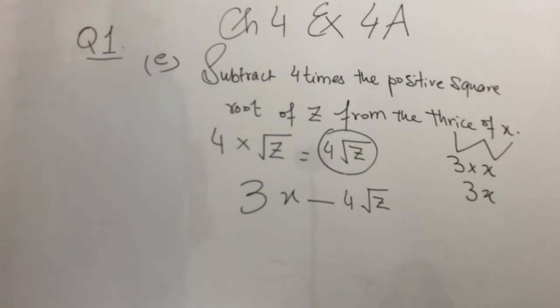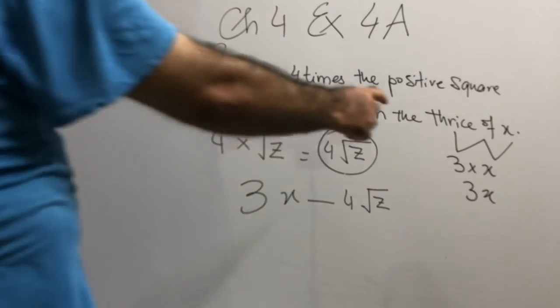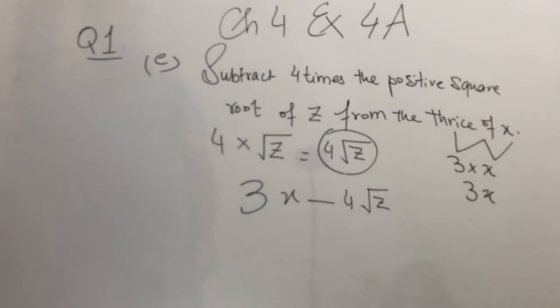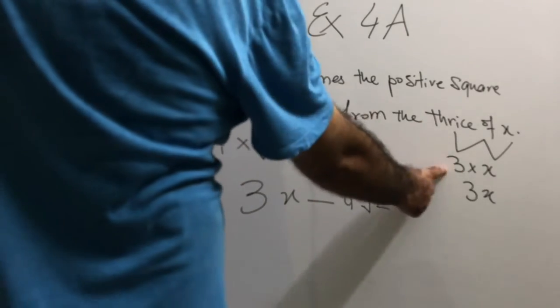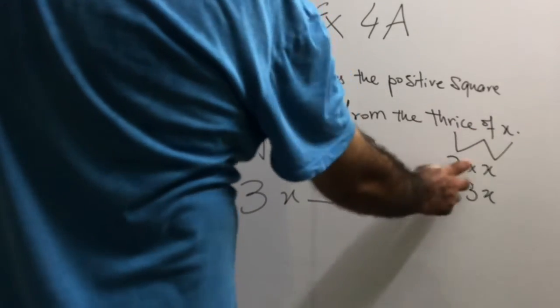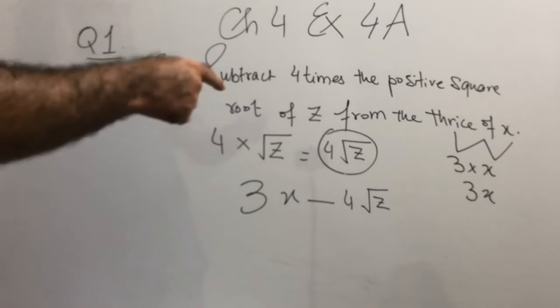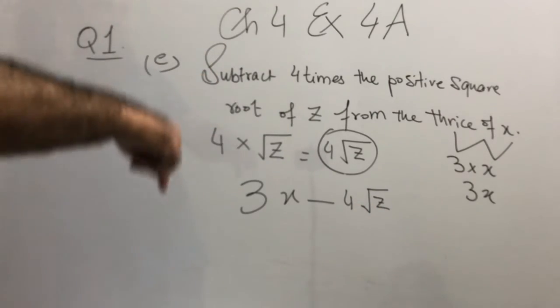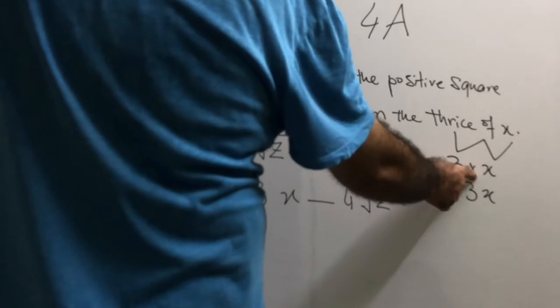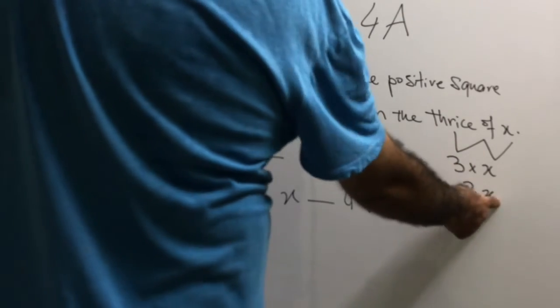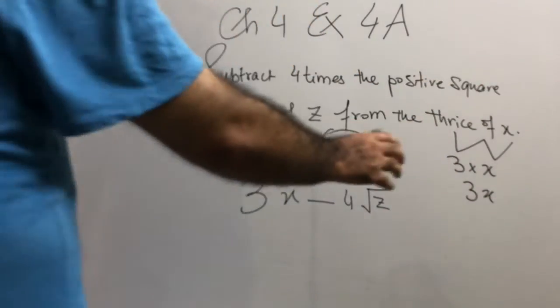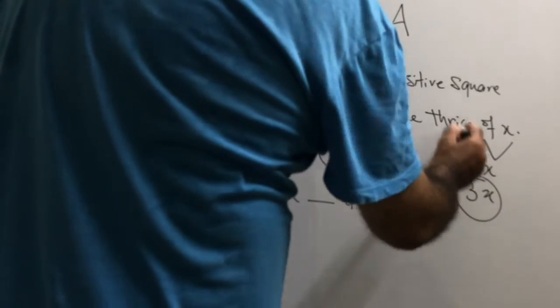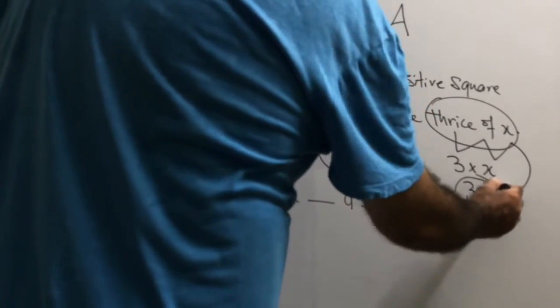I'll recap. It says subtract 4 times the positive square root of z from the thrice of x. So I told you about the two parts. One part is thrice of x. It is 3 times of x. Thrice, 3, times means multiply, 3 multiplied by x. But we know that in algebraic language or algebraic expression, no need to put this multiplication sign. If we write 3x, it means this is 3 multiplied by x. So the thrice of x is 3x.